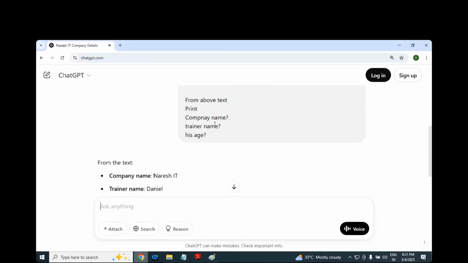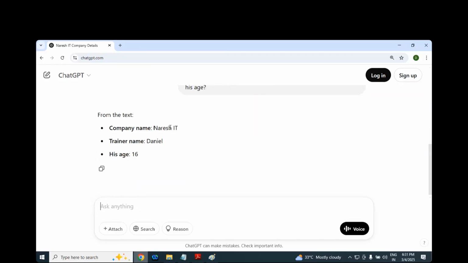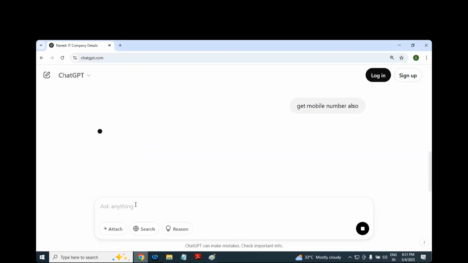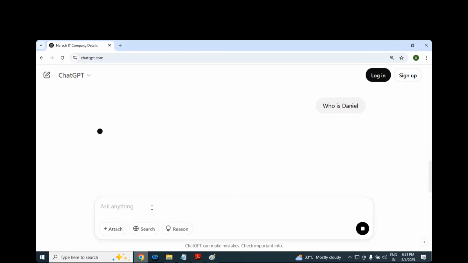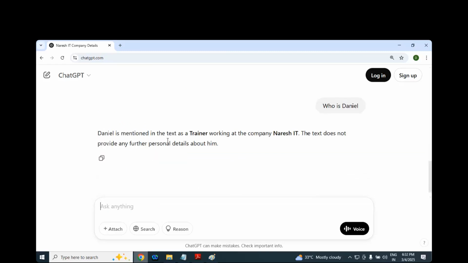Wow, students, sir. This is the input. Talk with me. Company name, what is that? Naresh IT. And next one will be trainer name. What is the trainer name? Daniel. And his age is what exactly? 60. Get mobile number also. Exactly. Company name is Naresh IT, trainer name. And who is Daniel? Daniel is mentioned as a trainer working at Naresh IT actually.